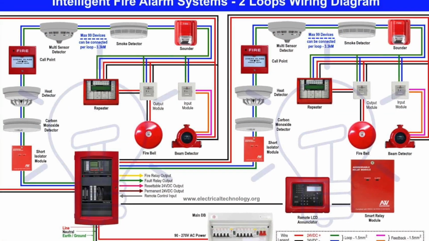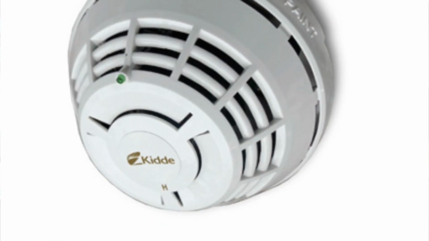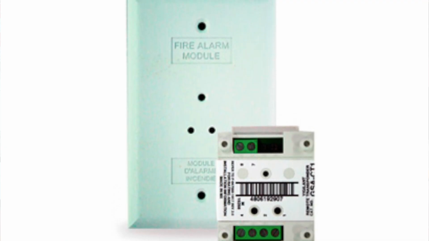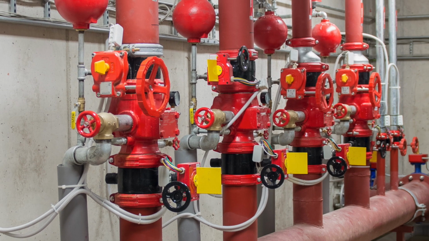Next, we have an intelligent addressable fire alarm control system. This system assigns a unique address to each device, to each smoke detector, to each heat detector, to each pull station, to each module that's connected to a non-intelligent device, such as a tamper switch or a water flow switch.